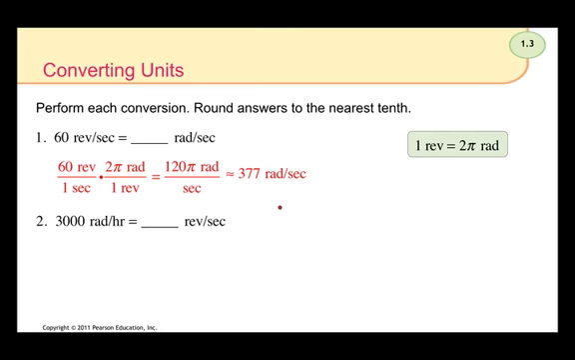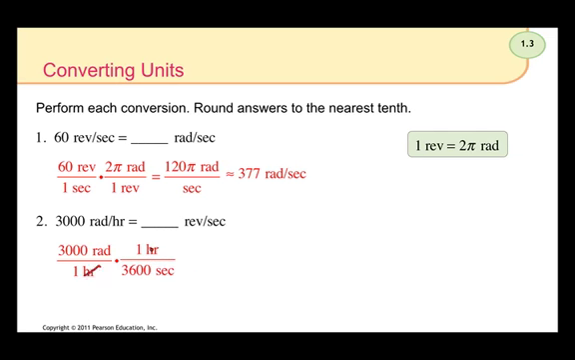Now in this problem, I'm going to be changing 3000 radians per hour to X amount of revolutions per second. Very similar to number 1. It's going to take a little more work. But again, I'm going to express this as a ratio. 3000 radians over 1 hour. So I am going to get rid of the hours and I'm going to change them to seconds. And I'm going to be using the following ratio. 1 hour is equal to 3600 seconds.